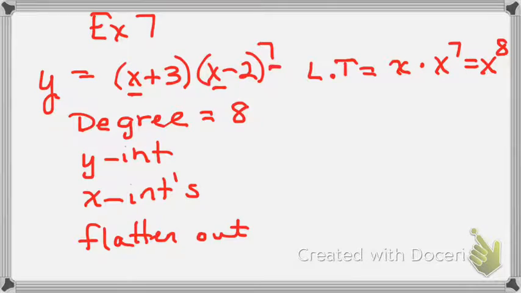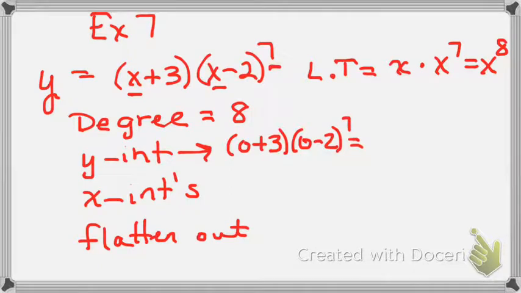Does that make sense? To find a y-intercept, how do I find a y-intercept? Let x be 0. So if I let x be a 0, I'm going to end up with what? 0 plus 3 is 3. 0 minus 2 is negative 2. And that is to the 7th power.